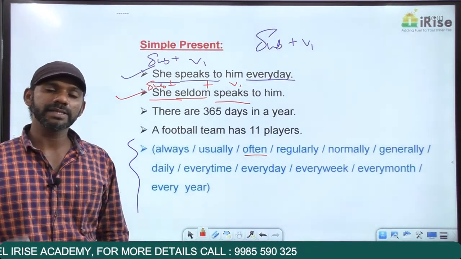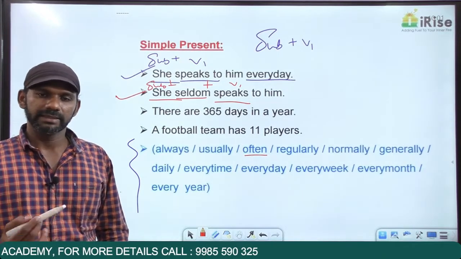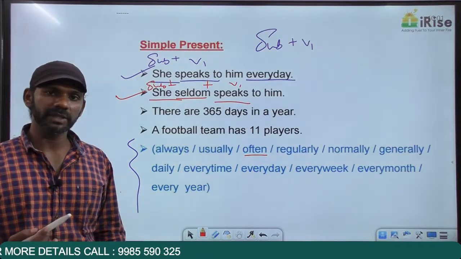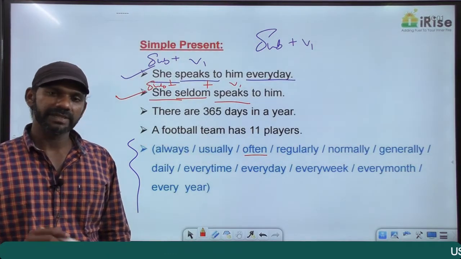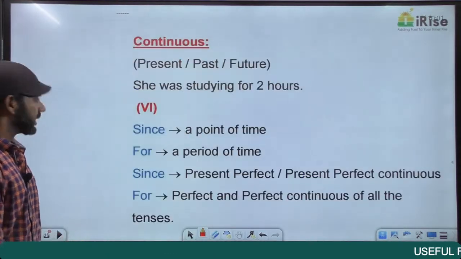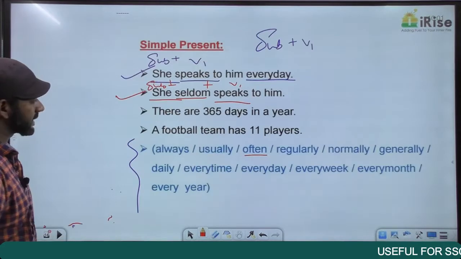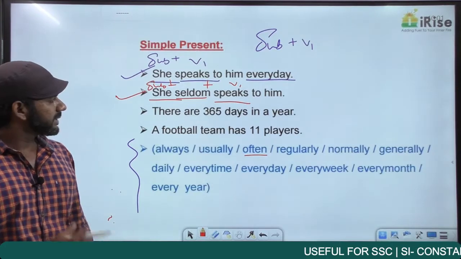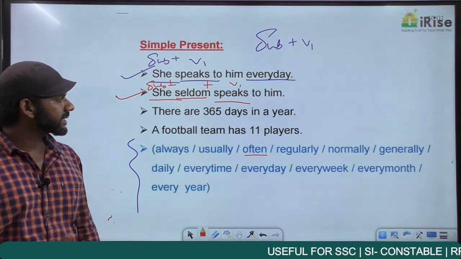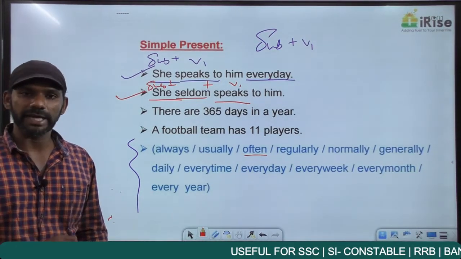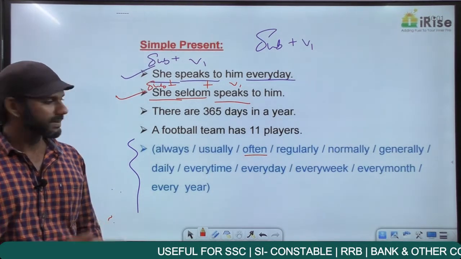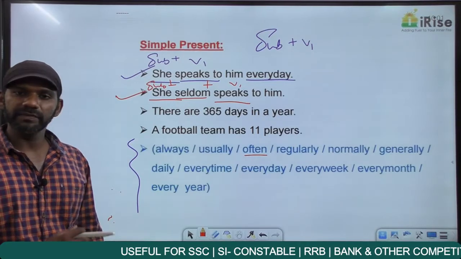The earth revolves around the sun. Fact. The subject here is the earth. Revolves is a verb, V1, subject plus V1 is simple present. So if a sentence is a fact, it must be in the simple present tense. Now, come to the statement. There are 365 days in a year. This is a fact. And as it is a fact, it must be in the simple present tense. There are 365 days in a year.